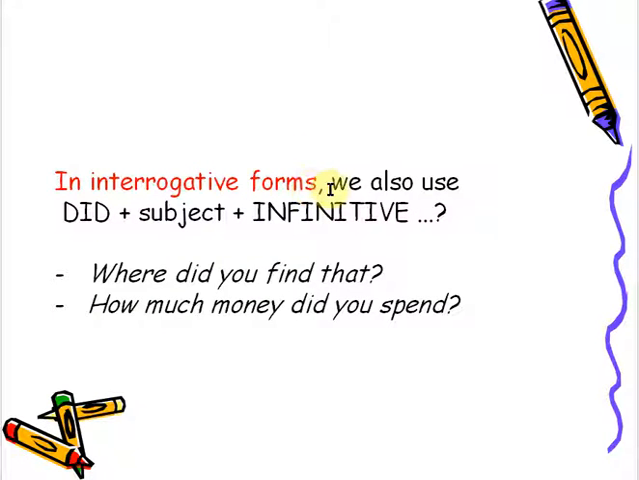In interrogative forms, we use a question form, of course, and we also use did plus subject plus the infinitive of the main verb and get sentences like, where did you find that? Or how much money did you spend?